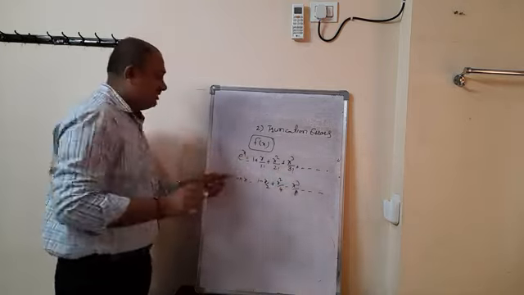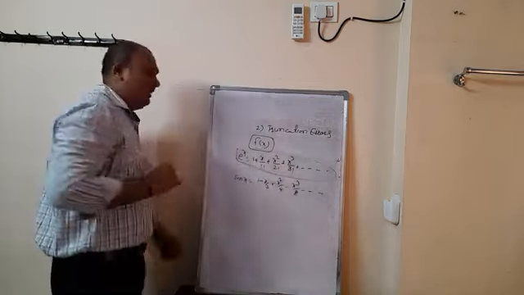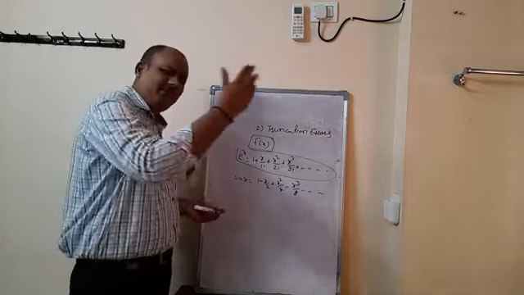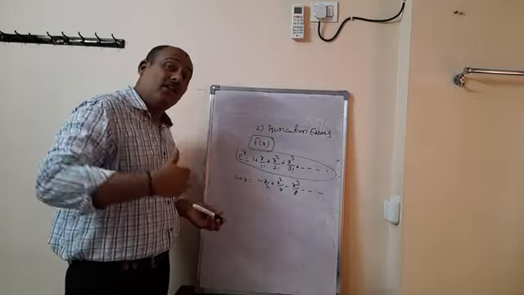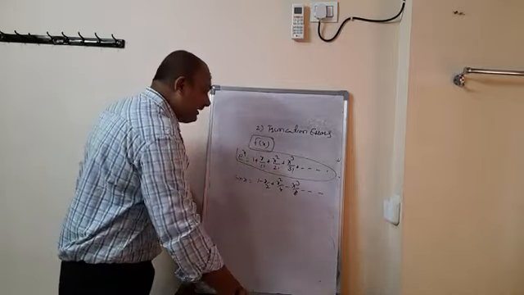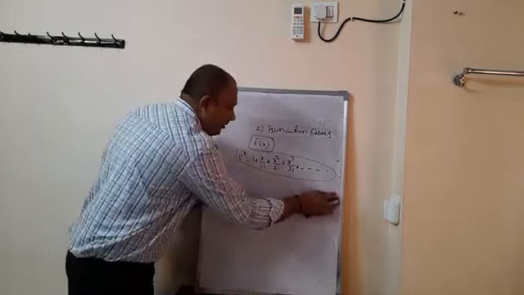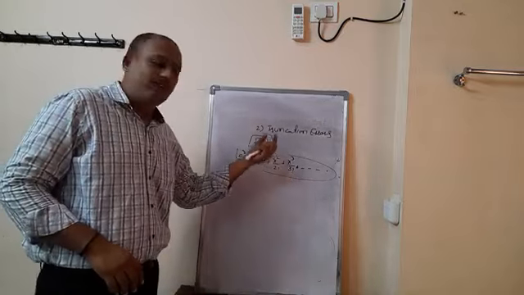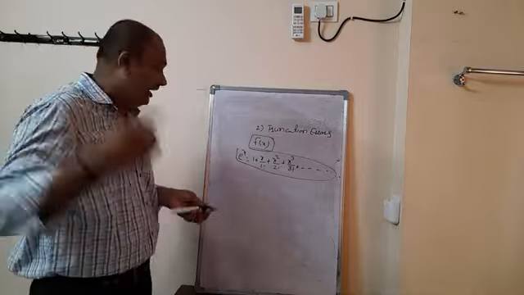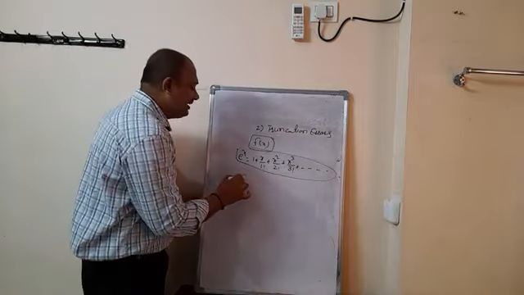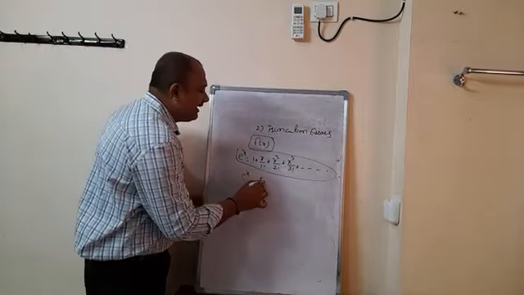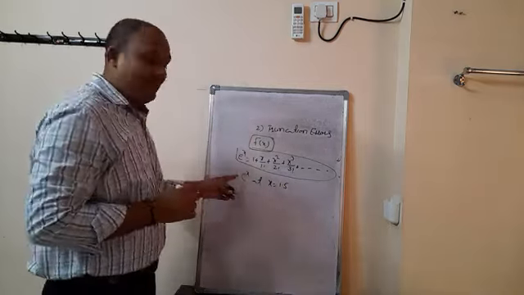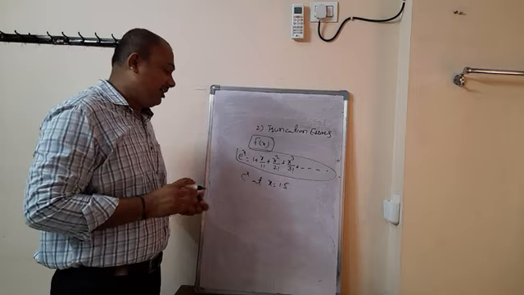Suppose this is the e power x expansion: 1 plus x by 1 factorial plus x square by 2 factorial plus x cube by 3 factorial, and so on. Similarly there are sin x, cos x and log x series expansions. Suppose in that particular infinite series I take e power x. In that, you have to calculate the value of e power x at x equals 1.5. Giving one condition: find the value of e power x at x equals 1.5.